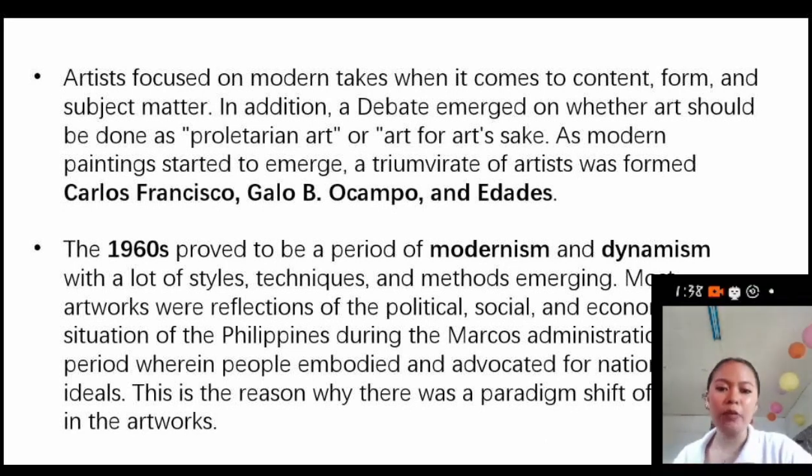Most artworks were reflections of the political, social, and economic situation of the Philippines during the Marcos administration. It was a period where people embodied and advocated nationalist ideas. This is the reason why there was a paradigm shift of subject in the artworks.